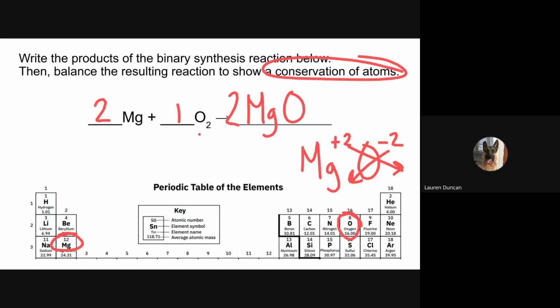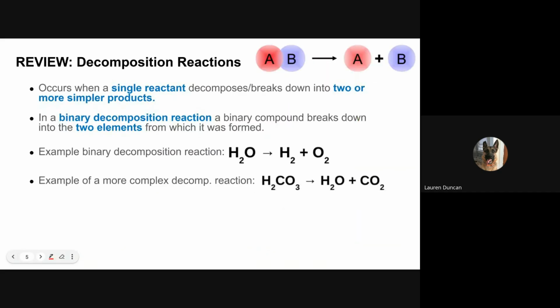All right, that's something I taught you already. That's a synthesis reaction. That's a binary, 2 elements combining to make 1 compound. I taught you decomposition with synthesis because basically it's the reverse. You have 1 substance that decomposes or breaks down into 2 or more simpler products. So like you could have water, a compound that breaks down into the elements that compose it.